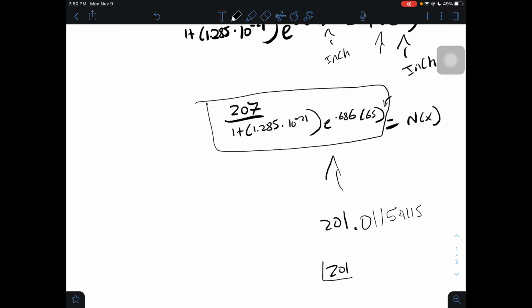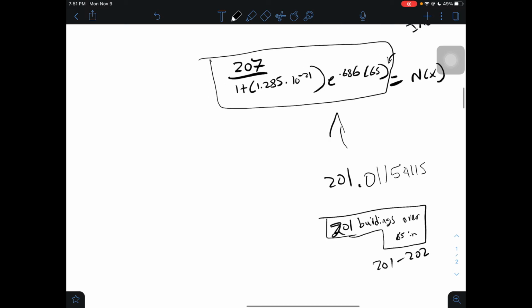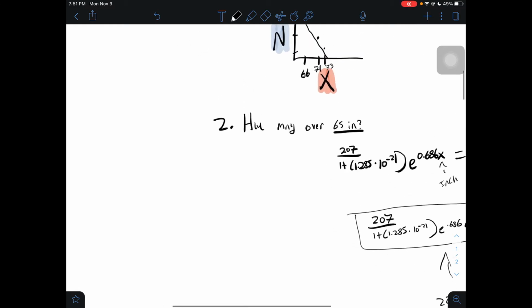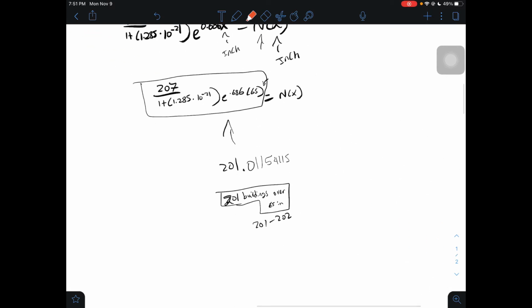That you have 201 buildings which are over 65 inches. You could also write it as just 201, or you could write it as 201 to 202, because obviously 201.0115, etc. is in between 201 to 202. So you could say 201 to about 202 buildings are over 65 inches. So that is how we would do number 2, which is our second problem, and the answer to our second problem is in inches, so we'll color code it red. So 201 to 202.